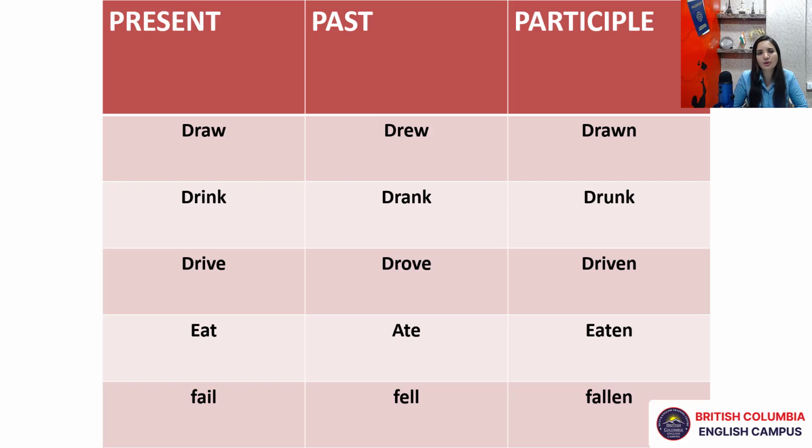The participle form of this verb is eaten. It is eaten. I had eaten a lot of food. I repeat, I had eaten a lot of food.